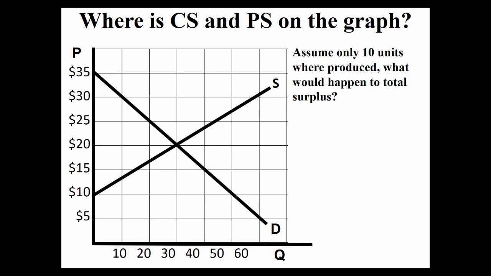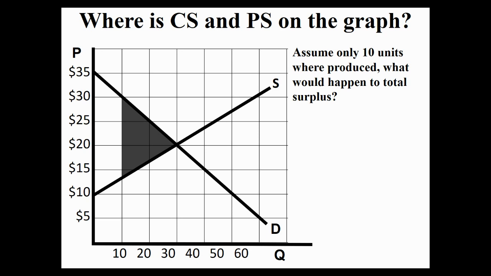So, once again, what happens if only 10 units were produced? If only 10 units were produced, we could see the consumer would be willing to pay $30, and their consumer surplus would just be this little tiny triangle up at the top. And the producer surplus would be way down here. That's it, right? Because they're accepting way too little, I should say.